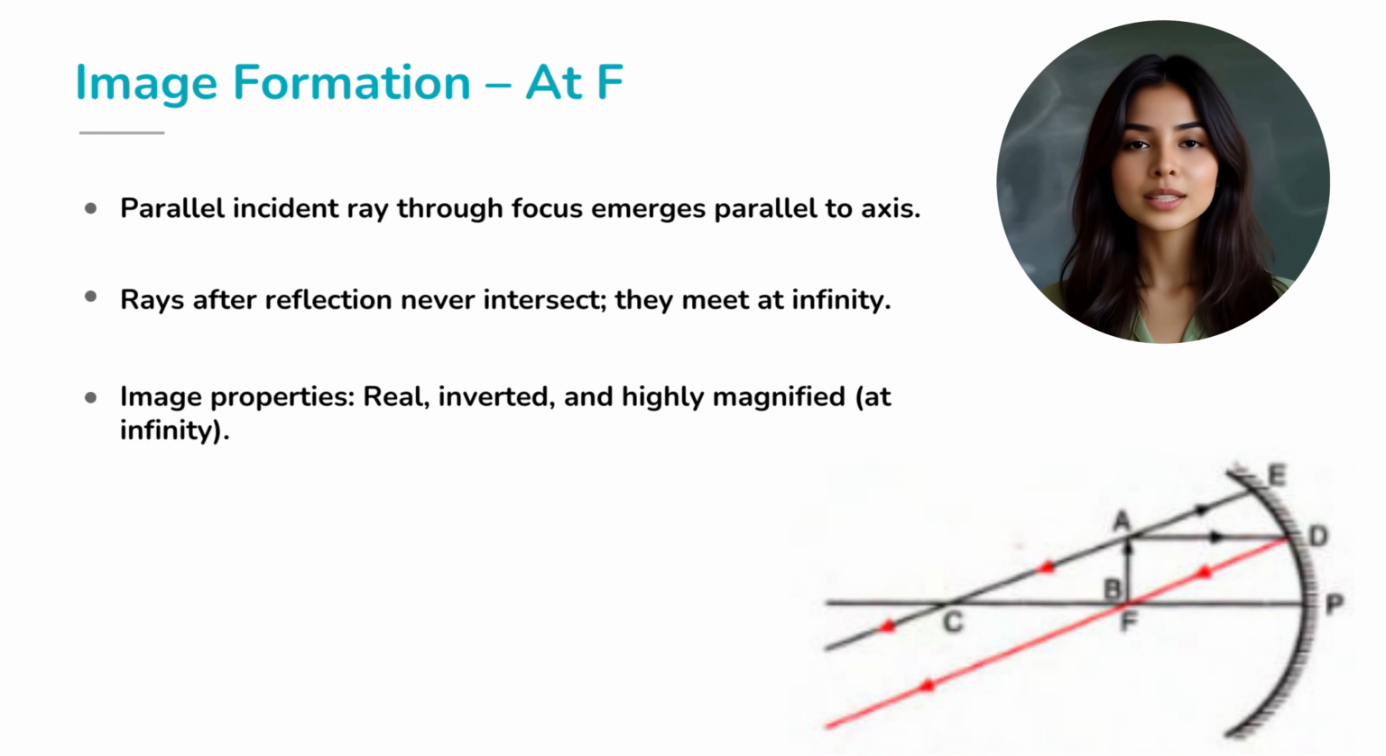Here comes the dramatic twist. Place the object right at the focus. A ray parallel to the axis passes through F, and one through F emerges parallel. But here's the kicker, they never meet. Instead, they run off to infinity. The image is formed at infinity, real, inverted, and infinitely magnified. It's as if the mirror says, sorry, you're too close. I'll just throw your image out into space.